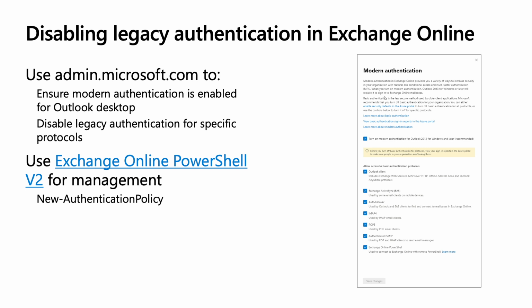Through Azure Active Directory sign-in reports, you can determine which protocols, which clients, and services are utilizing a legacy authentication mechanism to connect to Exchange Online. For example, you may discover that you have POP or IMAP clients that are still using legacy authentication. And so you'll need to transition them to a new client that supports modern authentication in order to disable legacy authentication.